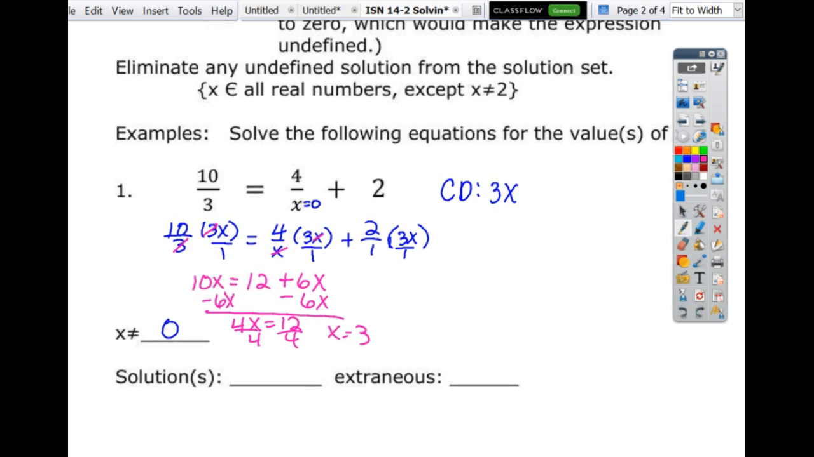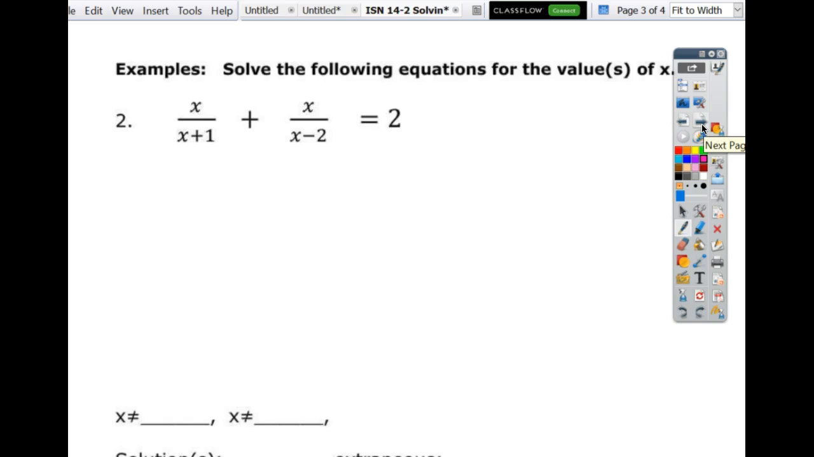So the only thing I need to check is, is it that number? Then it's a solution. No. So for number 2, what's my common denominator?